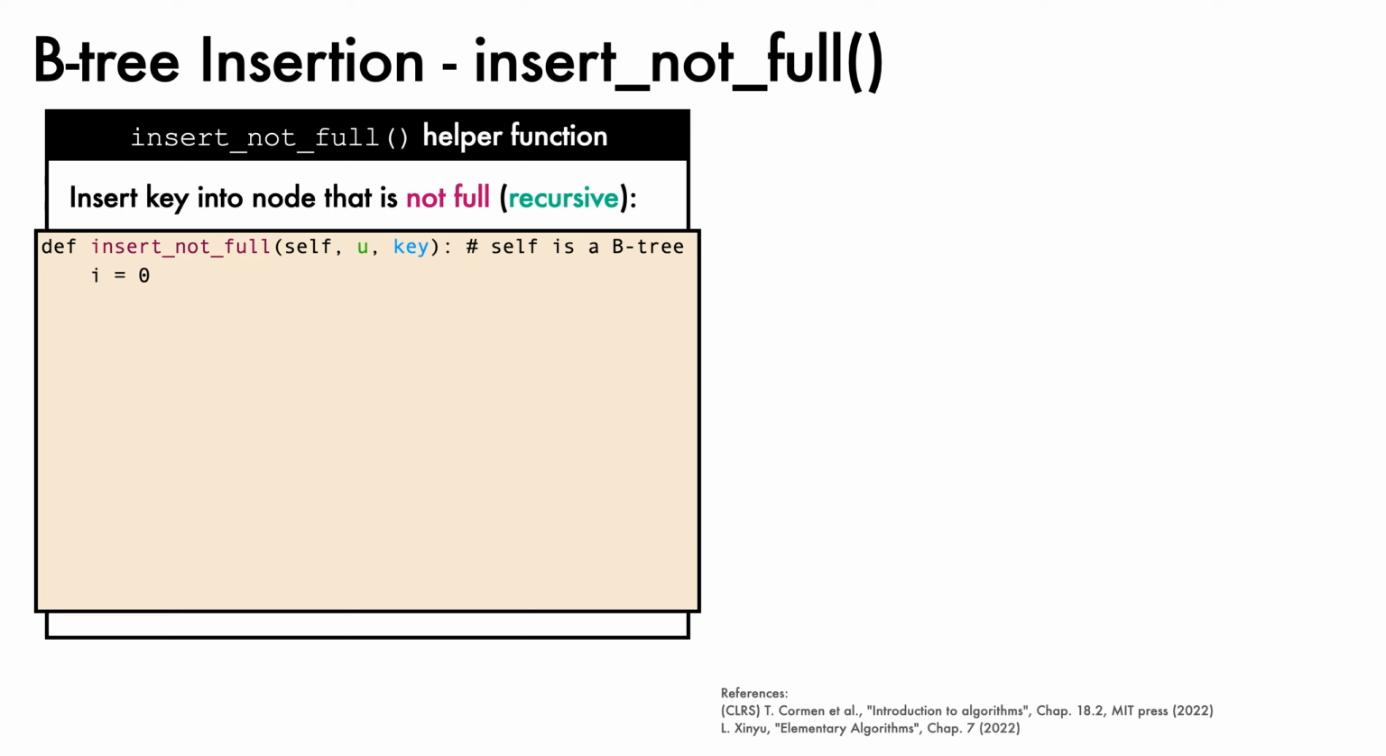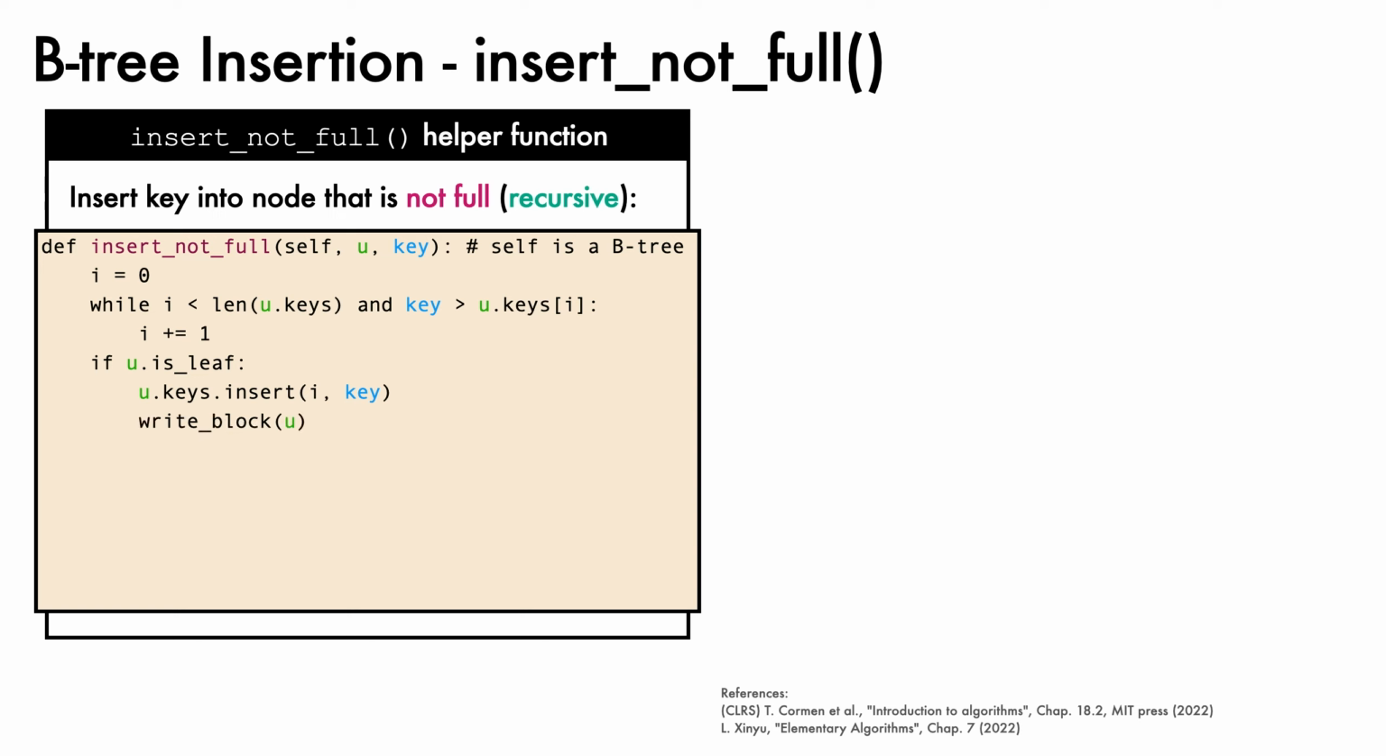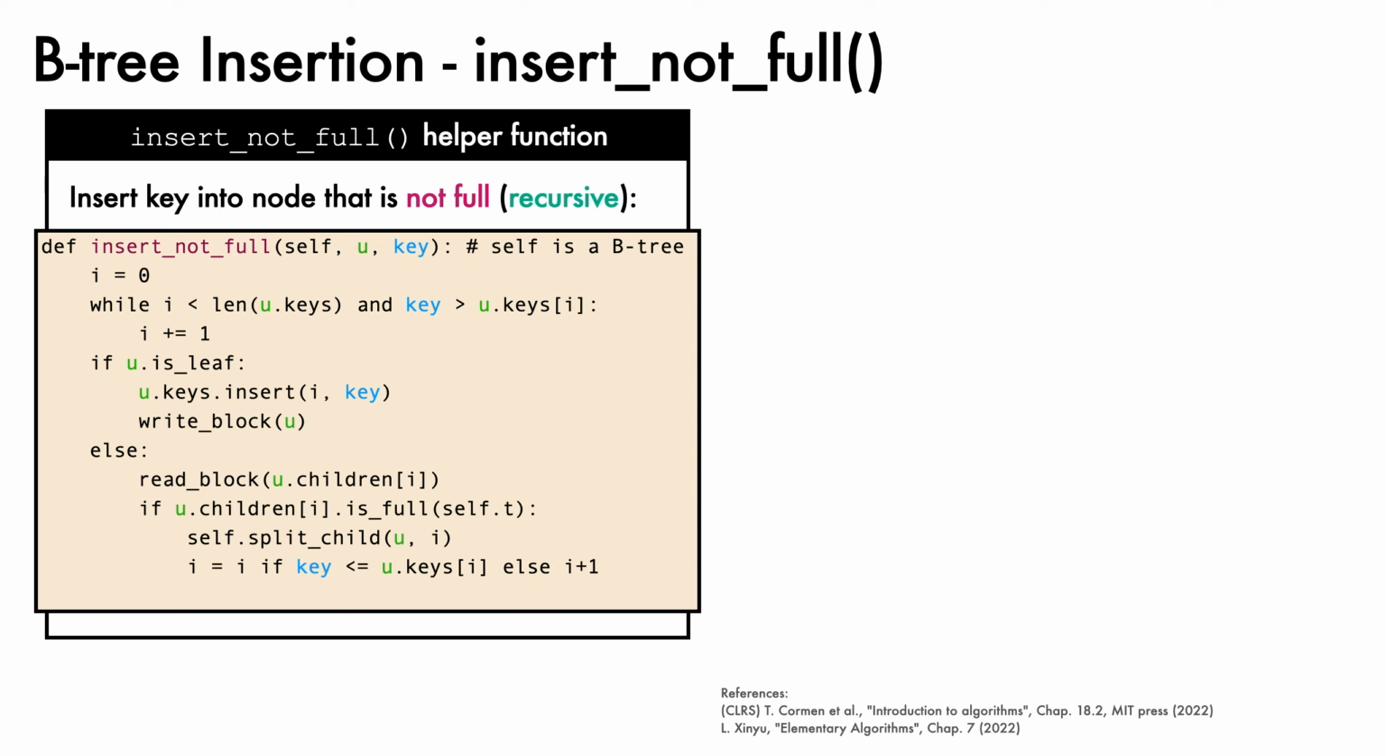The function first initializes a counter, then iterates over U's keys via a linear scan to find the position where the new key should go. If U is a leaf, then the new key is inserted, shifting the existing keys over, and the block containing U is written to disk. If U is not a leaf, we read the child corresponding to the key position into memory. If this child is full, we split it with our splitChild function to ensure that we never recurse into a full child. We then determine if we want to insert into the left node or right node resulting from splitChild, and recursively call insert_not_full on this node.